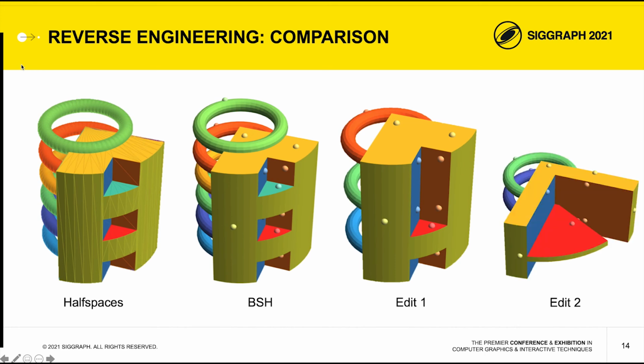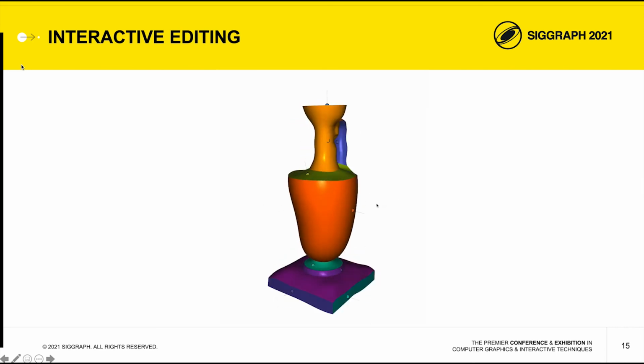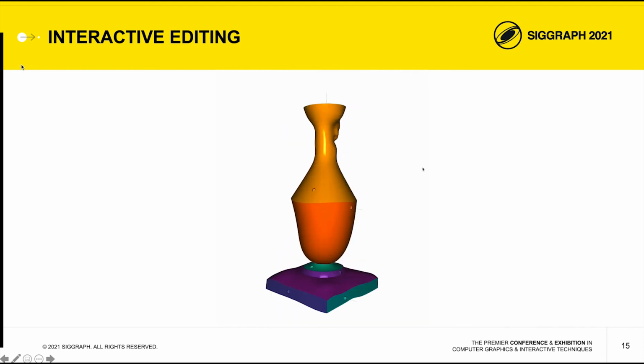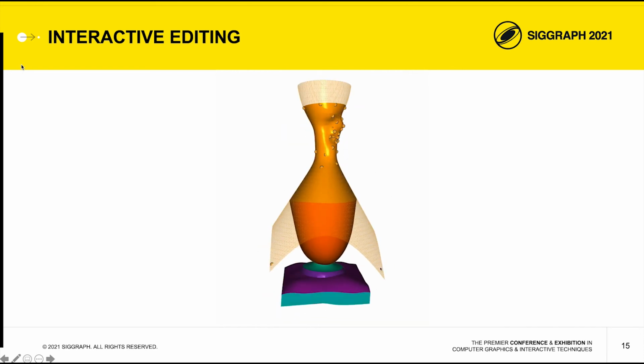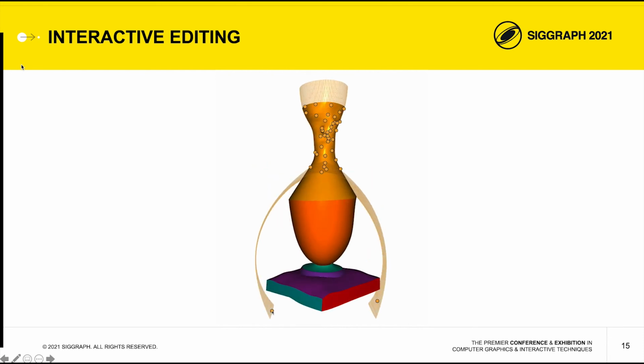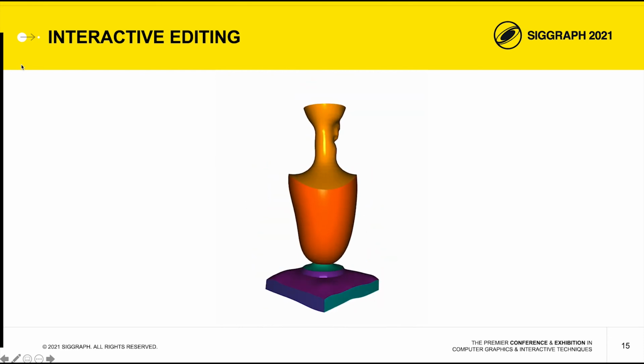We conclude with a live interactive editing session for this vase shape converted from a mesh input, showing removal, addition, and modification of half-spaces and samples. Throughout the process, the user does not need to keep track of additional data structures, such as a Boolean expression, and the shape maintains a solid.